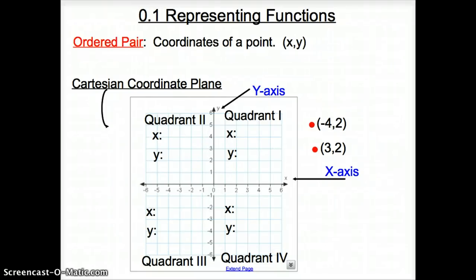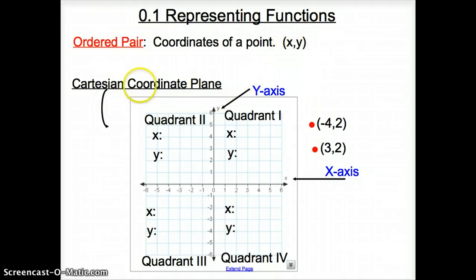We're going to be starting with section 1, representing functions. Our very first vocab word is an ordered pair. An ordered pair is just the coordinates of a point, and the coordinates go x, y in alphabetical order. X, y, it's very important.